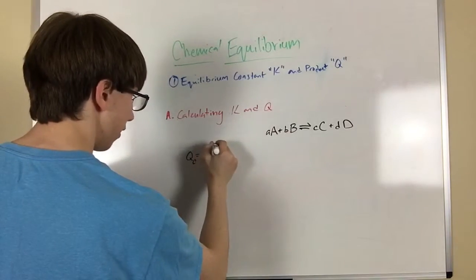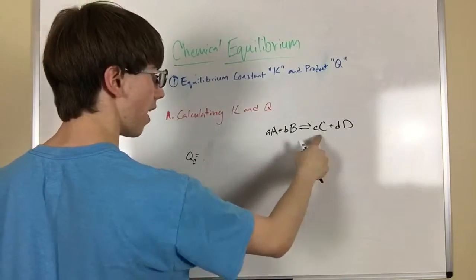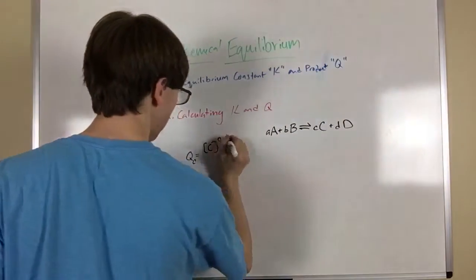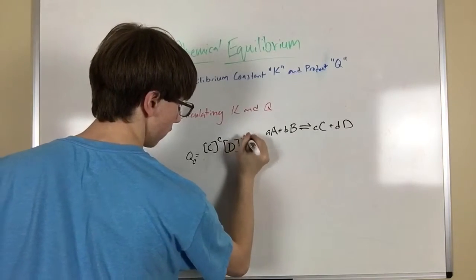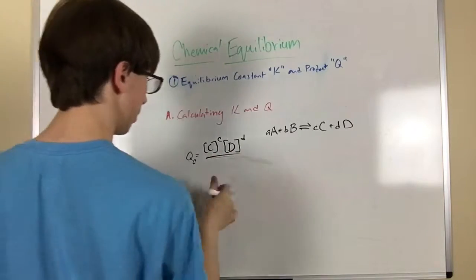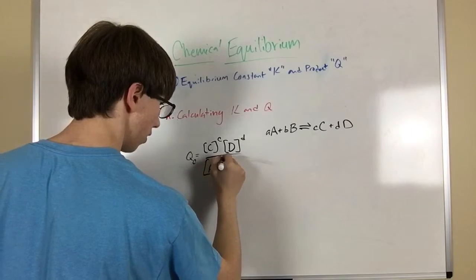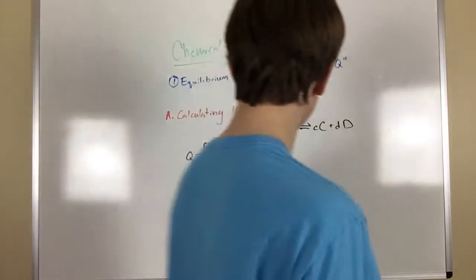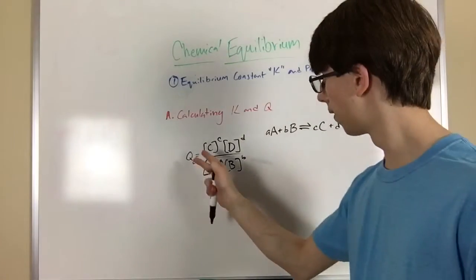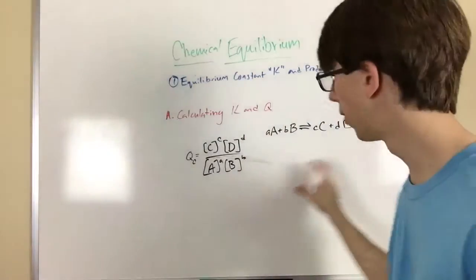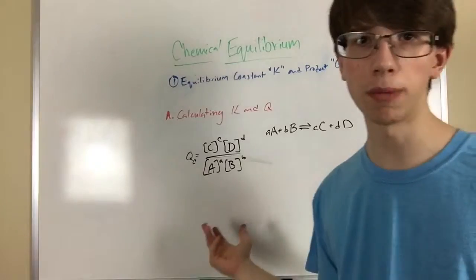So this is going to be, right? We have the concentration of C, and what's the next step after multiplication? Exponentiation, to the power of c, and the concentration of D to the power of d, over the reactants. Okay, that's how you calculate it, just like that. And so if we know the reaction and the concentrations, we can calculate Q. And then we know that at equilibrium, Q is equal to K.